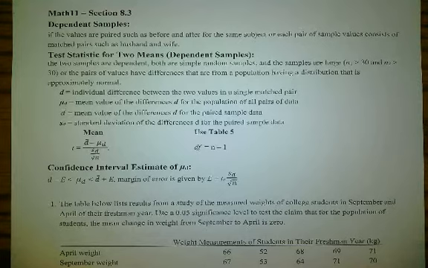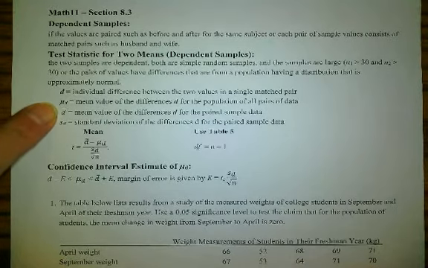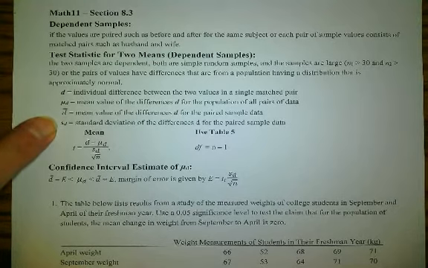We need to find the individual difference between the two values in a single matched pair. Then we need to find the mean of all those differences. D bar is the mean of all the differences in the sample. We will use that to make our judgment about the population mean of all the differences for the pairs of data. And then we also have the standard deviation of the differences for the paired sample data.